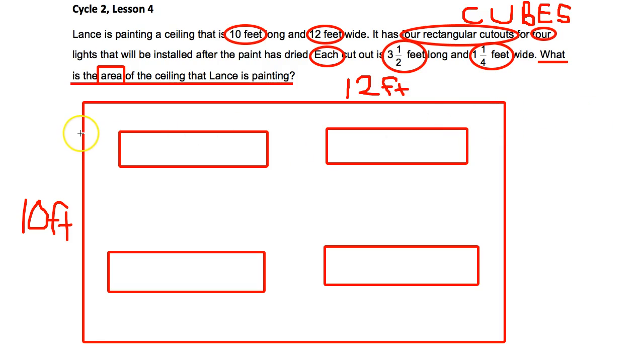because they're all the same dimensions, 1¼ feet by 3½ feet, since they all have the same dimensions, I can put that area here, the area here, the area here, the area here, or I can take that one area for this one, multiply it by 4, and then take that product and subtract it from whatever the area is for this rectangular shape here, and then that will tell me what the area is that he is painting, because he's not going to be painting the cutouts. So let's go ahead and solve now.